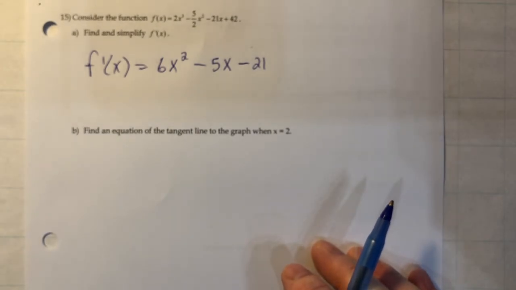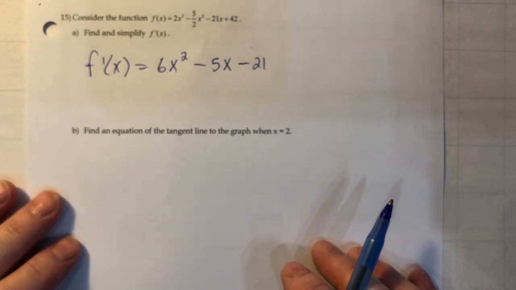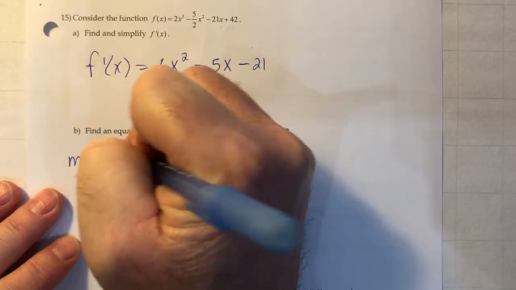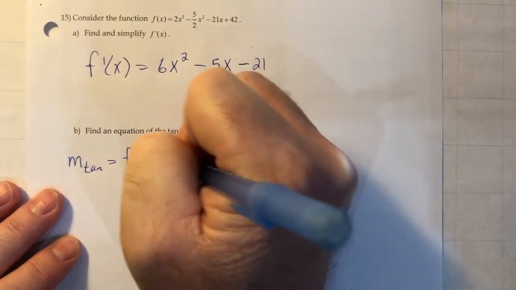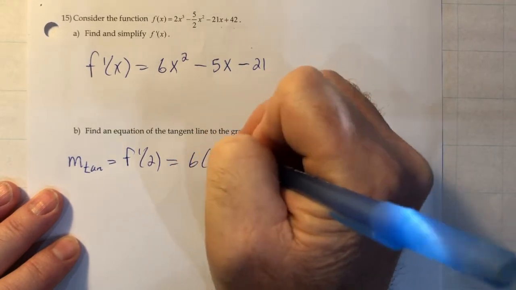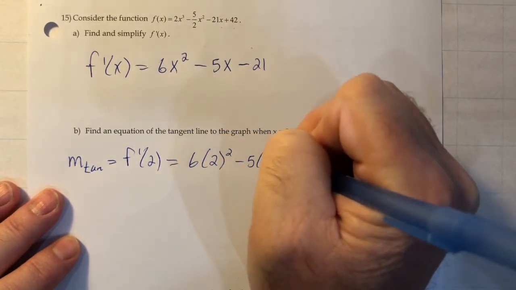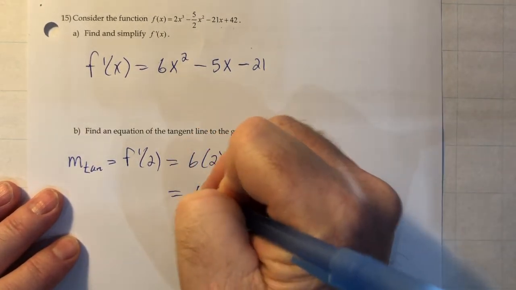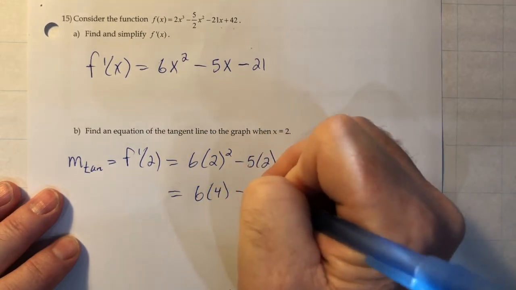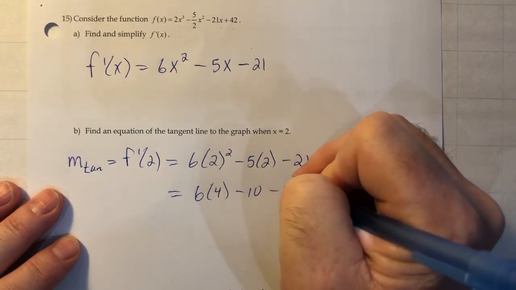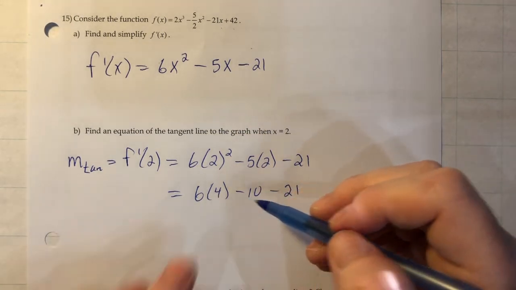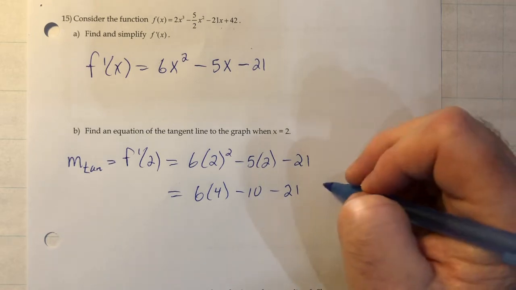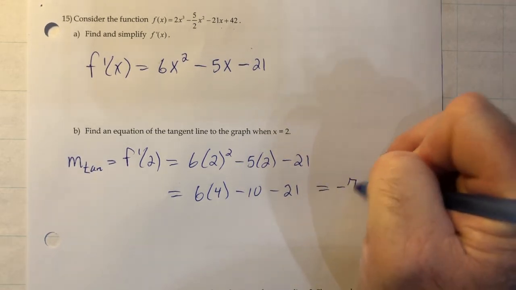Find an equation of the tangent line to the graph when x equals 2. So the slope of such a tangent line comes from taking the derivative and plugging in the x value in question. So that would be 6 times 2 squared minus 5 times 2 minus 21, which is equal to 6 times 4 minus 10 minus 21. So let's see here, we got 24 minus 31 is negative 7. So that's our slope.